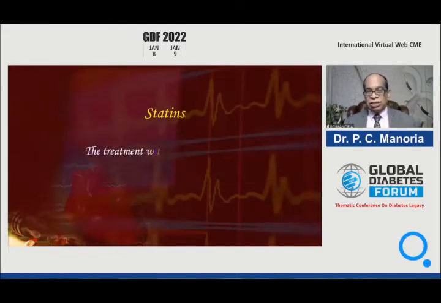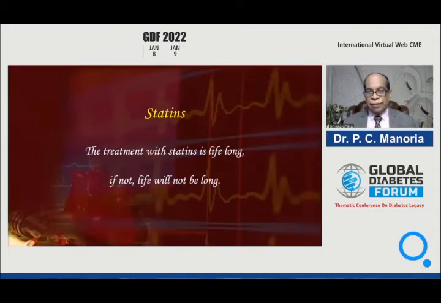How long statins should be used? The dictum is very clear. The treatment with statins is lifelong. If not, life will not be long.